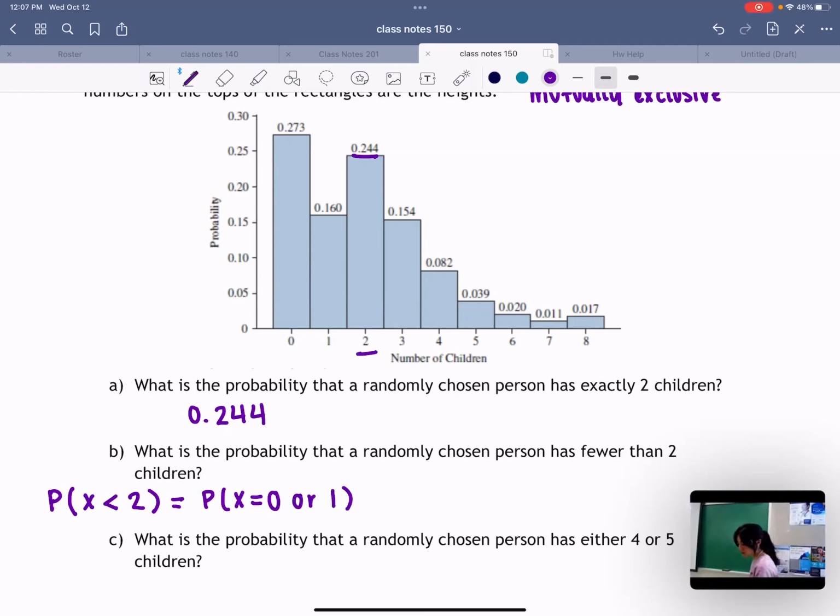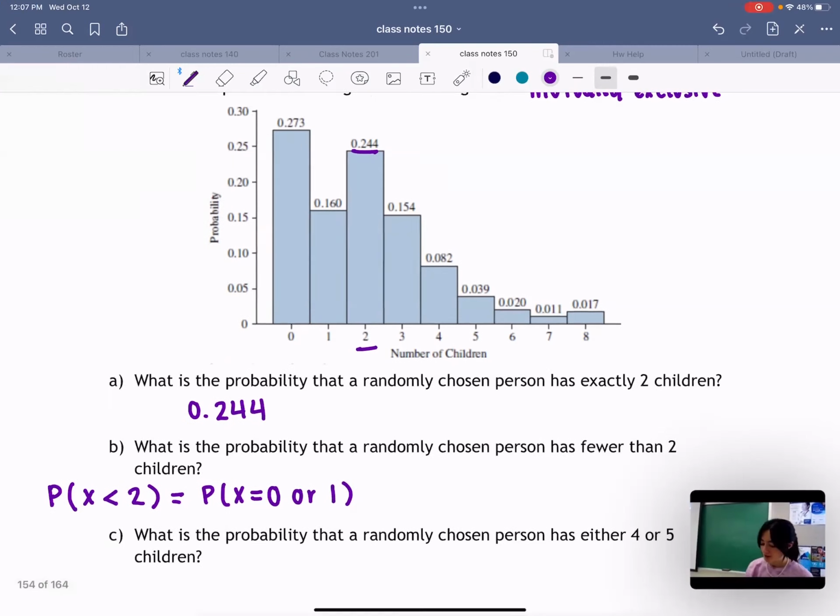Now remember, we're using mutually exclusive events, which means that they can't happen at the same time, meaning we're using rule number 2. How am I going to find this probability? Add them, right? So rule number 2 says you're going to find the probabilities and you're going to add them together: the probability that x equals 0 plus the probability that x equals 1.